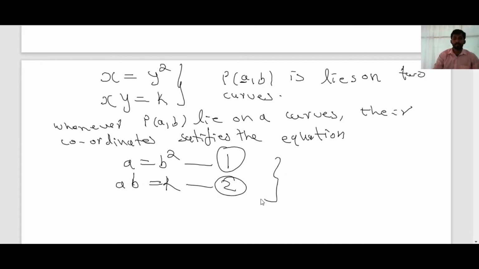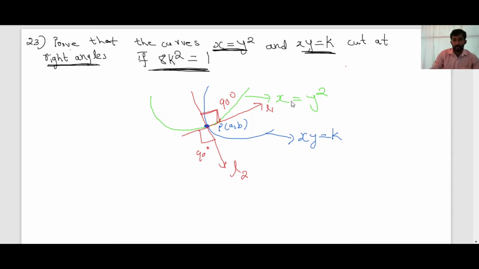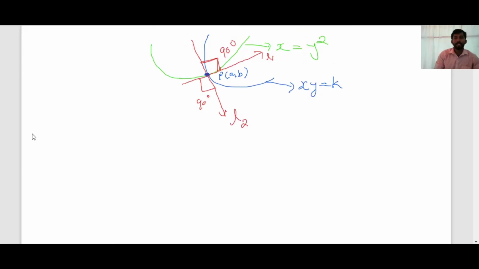It's a very important step for problem solving. Just remember, here see, x equal to y square, one curve. This is the tangent L1. Another curve xy equal to k. Here you can observe the intersecting point, right? I'm drawing another tangent at that point P. If those two tangents intersect, then the angle made by those two tangents equals 90 degree. Actually, we need to prove the result as if 8k square equal to 1, then the curves cut at right angles.